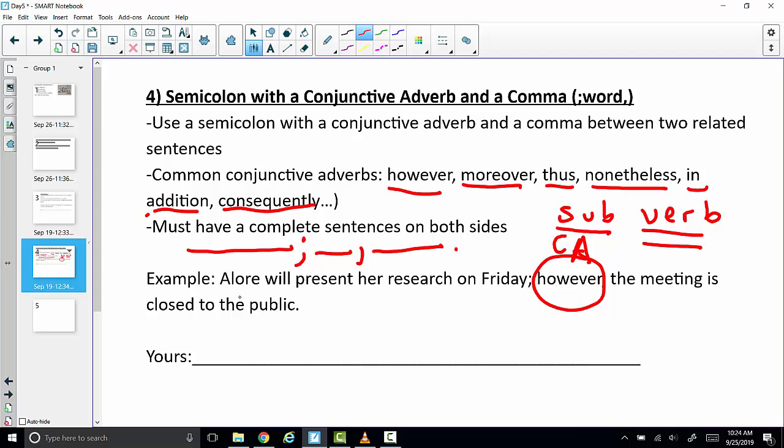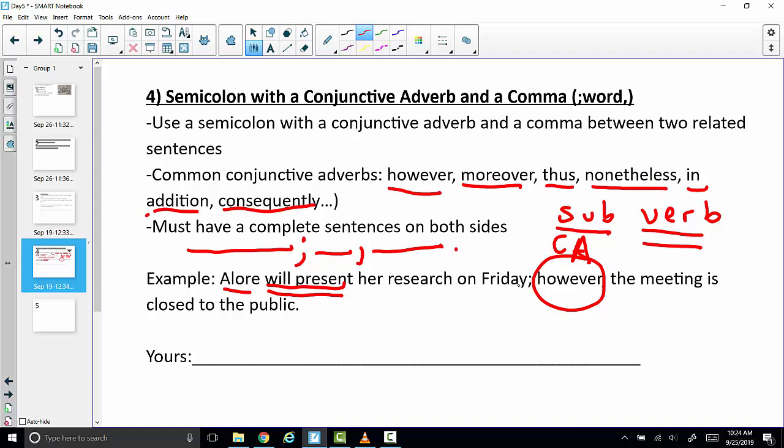As always, find your verbs first. It makes finding your subject easier. What is the verb or verbs? Will present. Who will present? Allure. I could put a period here, but I don't want to. I want to join these sentences together to add a different layer of fluency to my writing.